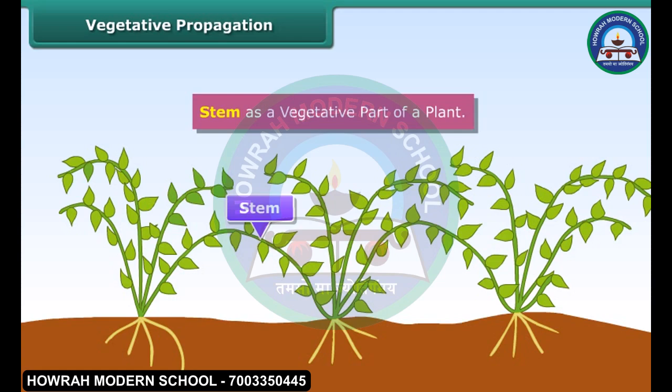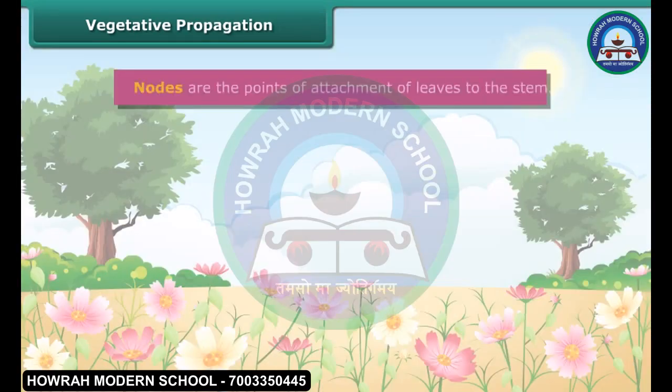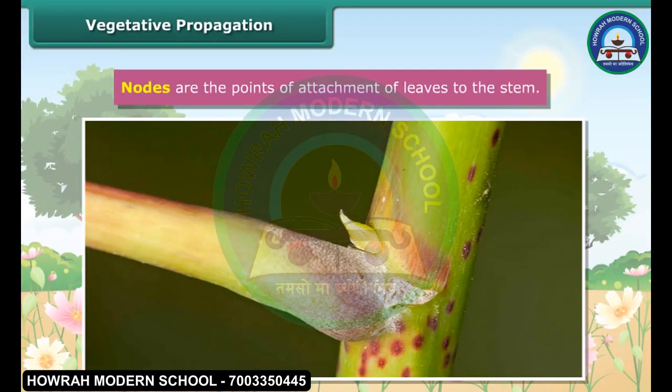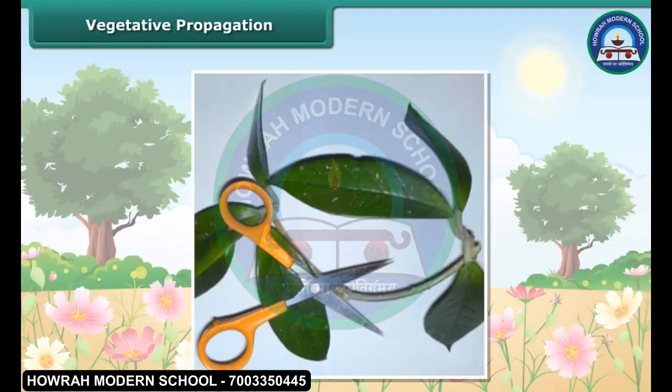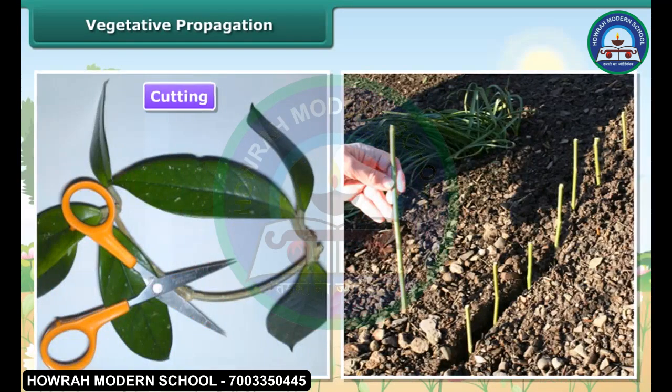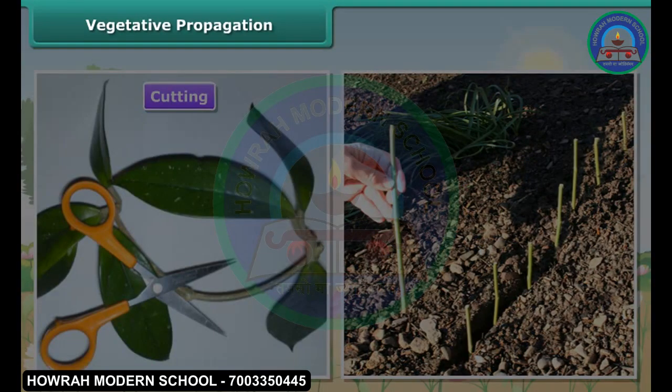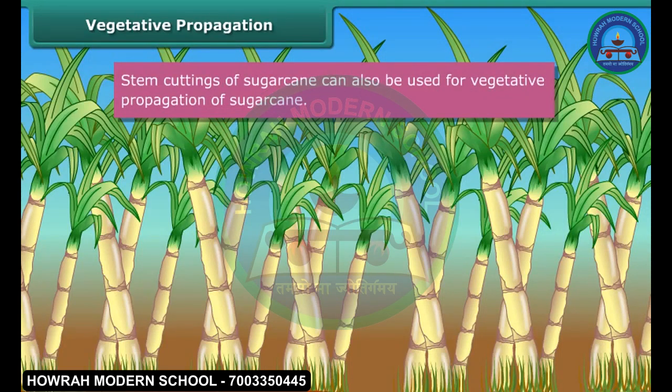Stem as a vegetative part of a plant. Have you ever seen buds at the nodes of the stem? These buds are called axillary buds. These buds do not produce flowers, rather they give rise to new branches. In some plants like rose, small portions of the stem containing nodes are cut from the plant. These cut portions are called cuttings. These cuttings, if planted and watered, can produce new rose plants. Similarly, stem cuttings of sugarcane can also be used for vegetative propagation of sugarcane.